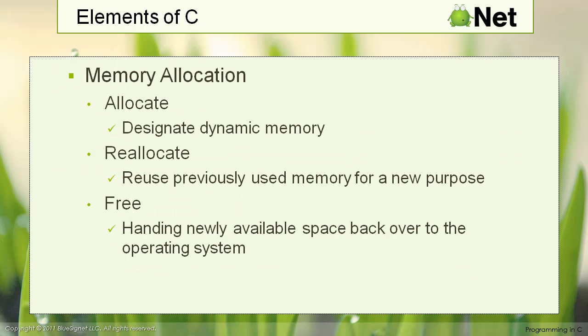Memory allocation. In C, we allocate memory to a new item. We reallocate memory for a new item with a previously used item. And we also can free memory for an item or data type that we are no longer using, and we set that memory as available.